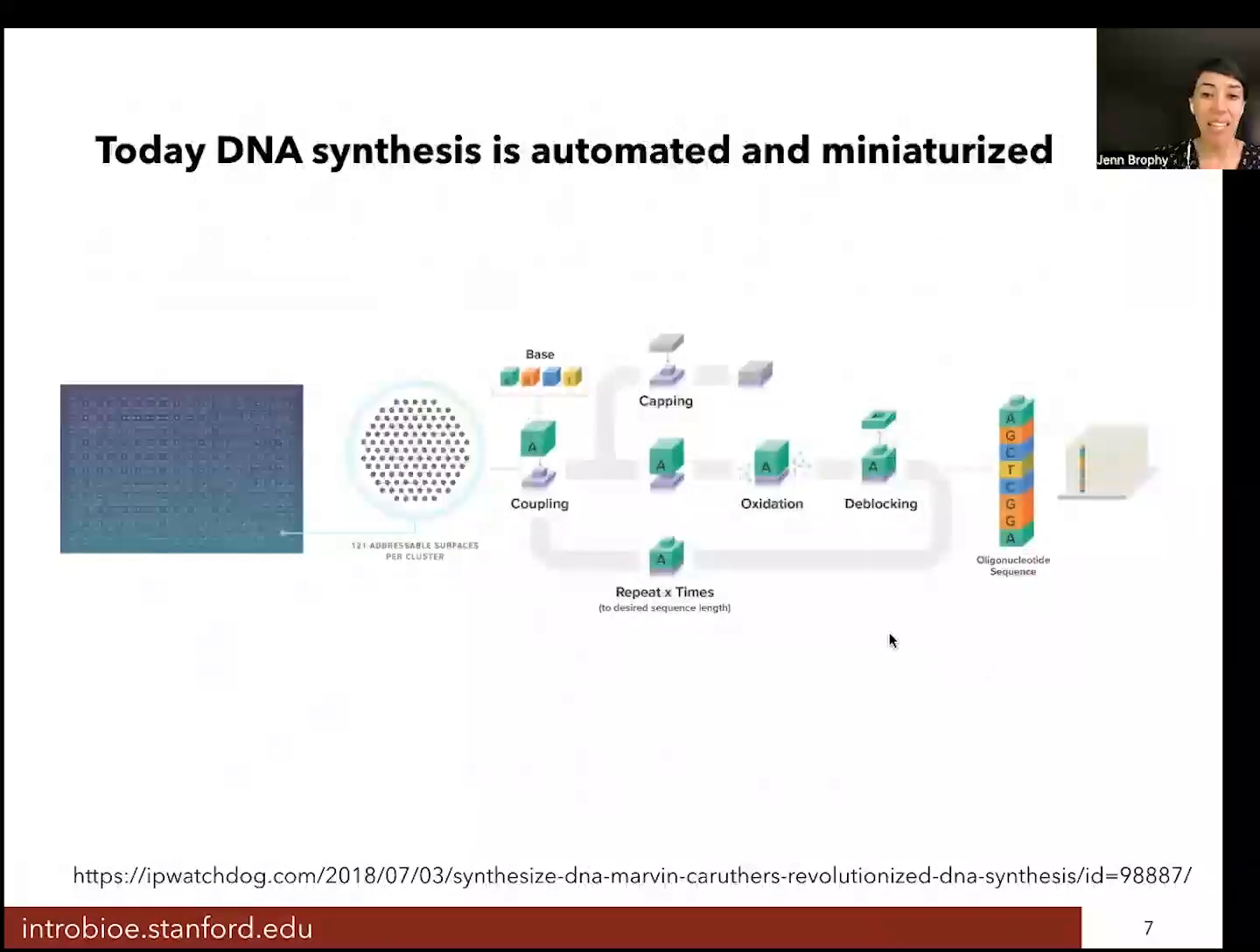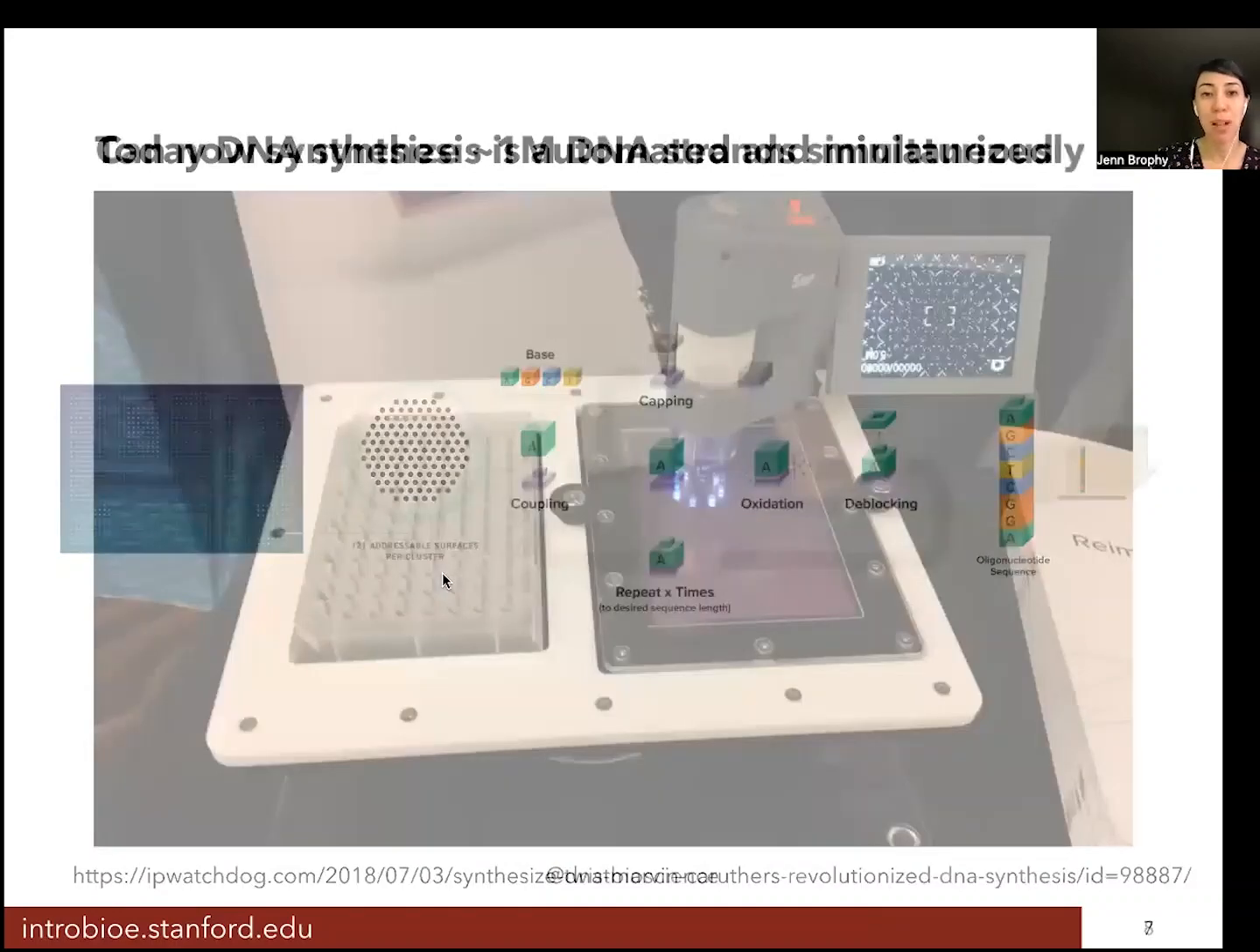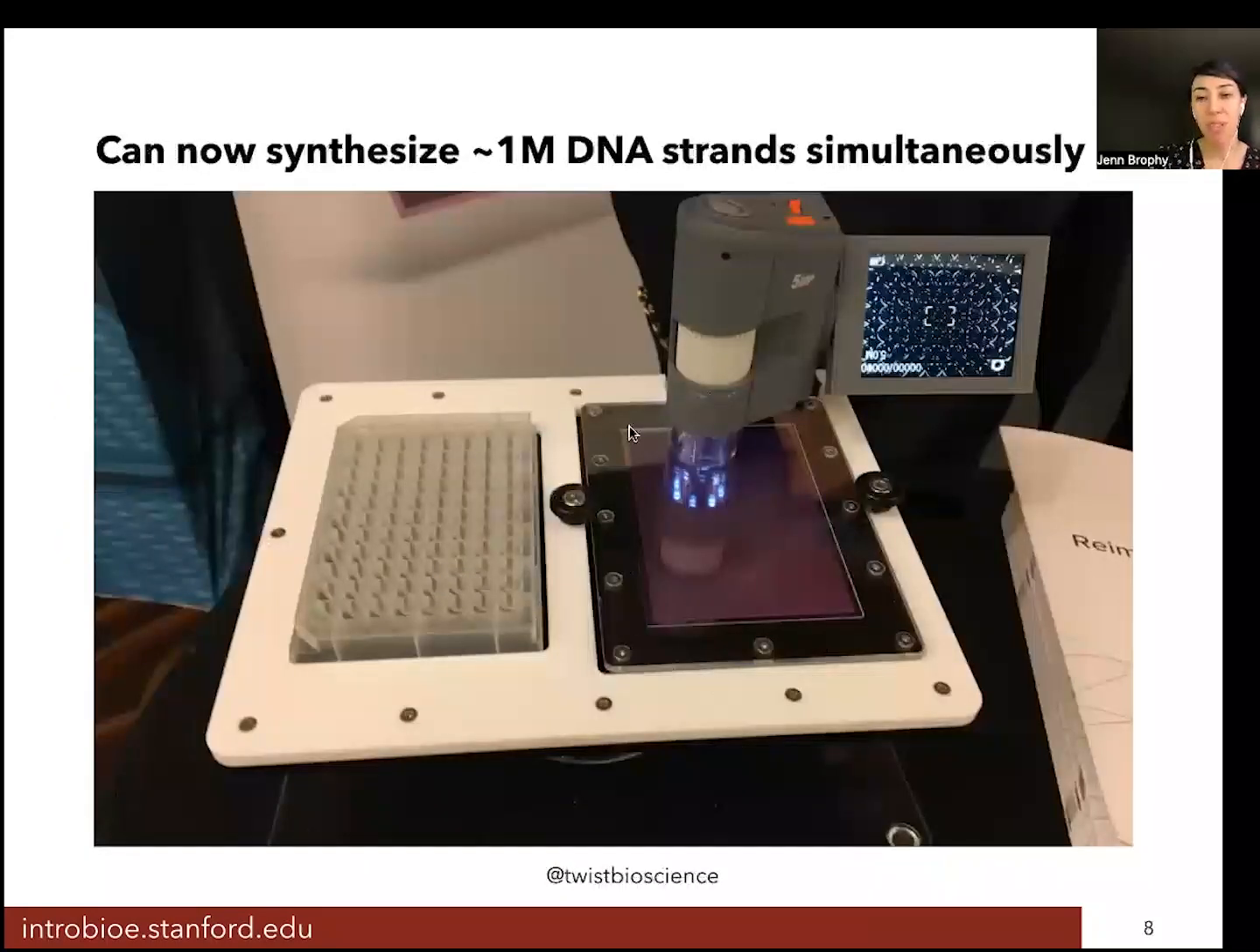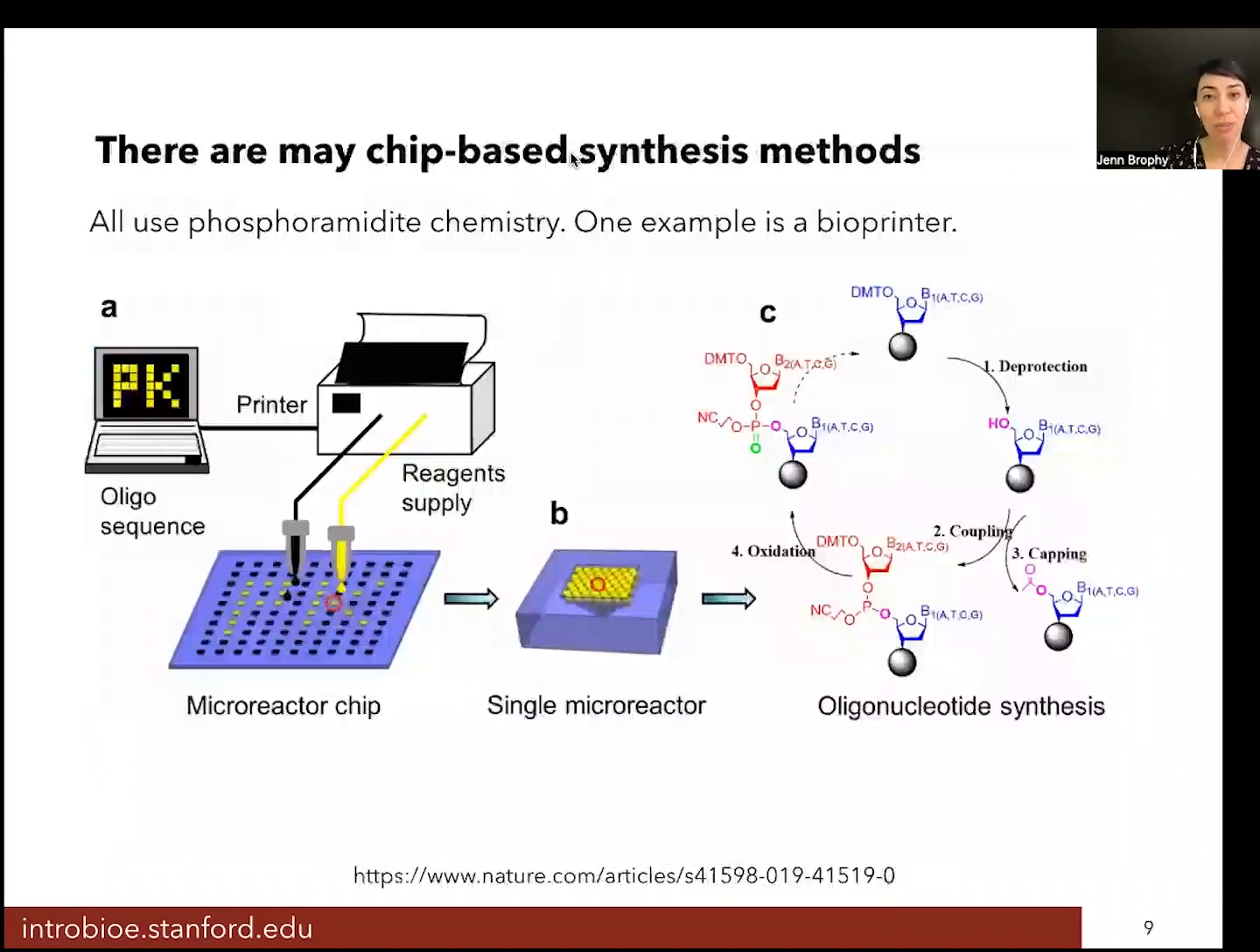Okay, today DNA synthesis is automated and miniaturized. Instead of building up one sequence of DNA at a time, you can actually get these chips that have arrays of addressable surface clusters. That means that you can individually add bases to each spot on this chip in order to build up very specific sequences of DNA at each spot. Here's an example of what one of these chips looks like. You can synthesize around 1 million strands of DNA simultaneously on one of these chips.